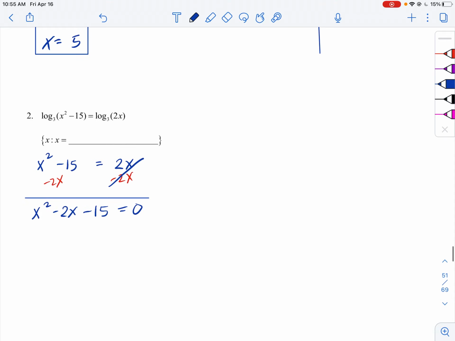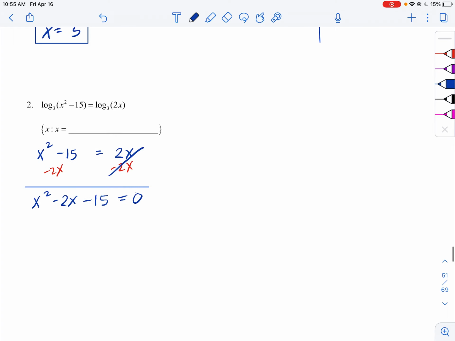Is this factorable? Because if it's not factorable, we have to do completing the square or the quadratic formula, and that is really a lot of work. Okay, let's see if it's factorable. We're looking for two numbers that when we multiply them, we get negative 15, and when we add them, we get negative 2. I think there is one.